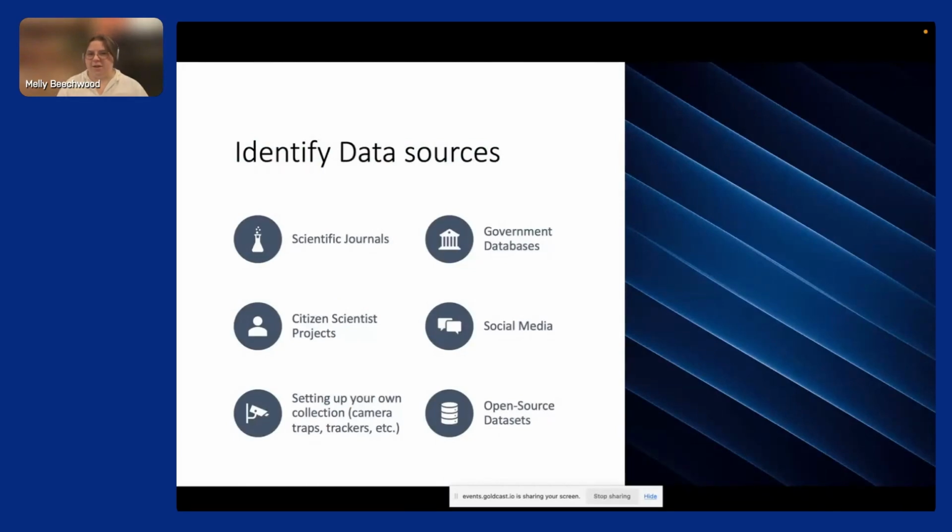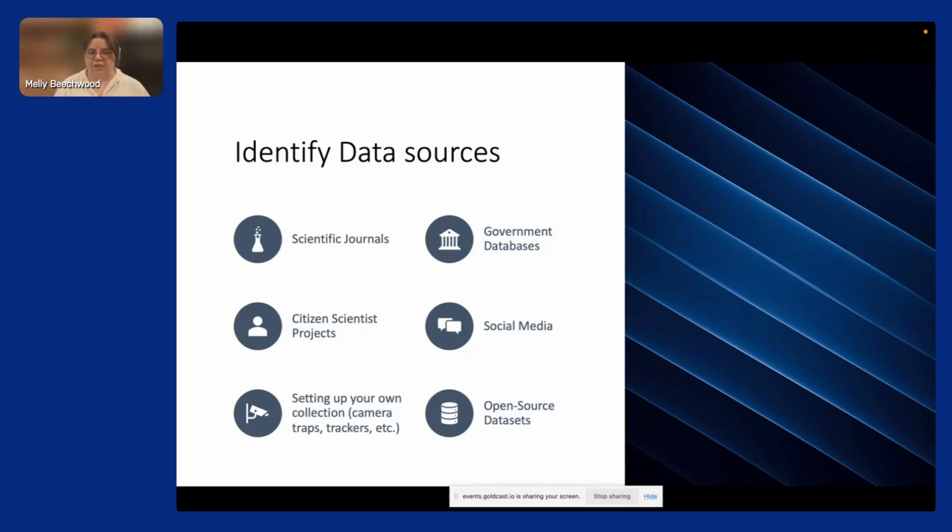So the first big thing you're going to want to do is identify those data sources. These are going to be the soul of your knowledge graph. You can look at scientific journals, government databases. There are going to be citizen science projects for a lot of different types of animals. Social media can be a wonderful place to scrape data from.